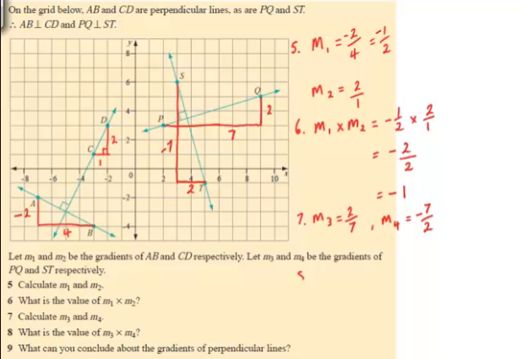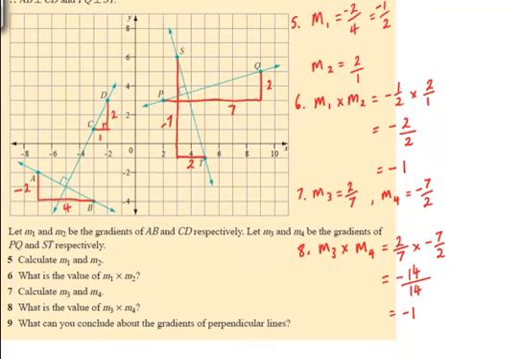On to part 8. What is the value of M3 multiplied by M4? M3 was 2 over 7. M4 was negative 7 over 2. When I multiply the tops, I get negative 14. Multiply the bottoms, 14. And that simplifies to negative 1.